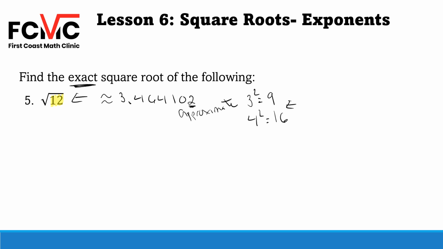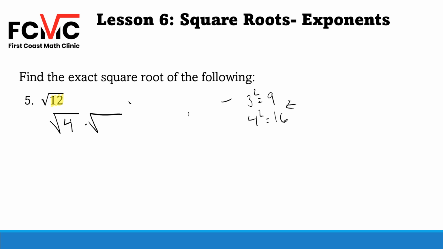So we don't want the approximate, we want the exact. So here's how we're going to find the exact square root of the square root of 12, without plugging this into our calculator. Here's what we're going to do. So we've got our square root of 12, and we know that we could factor 12 into the product of 2 square roots. And we know 12 is the product of 4 and 3. So if I multiply 4 times 3, I'm going to get back that 12.